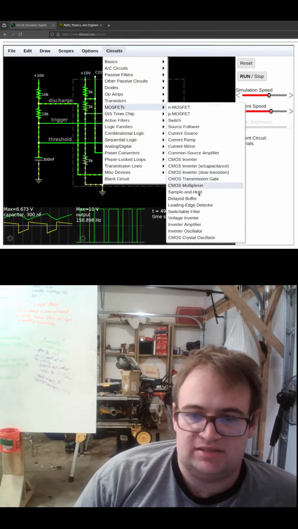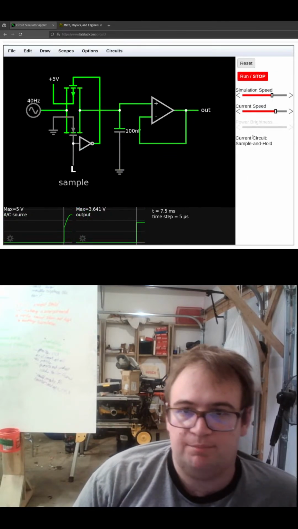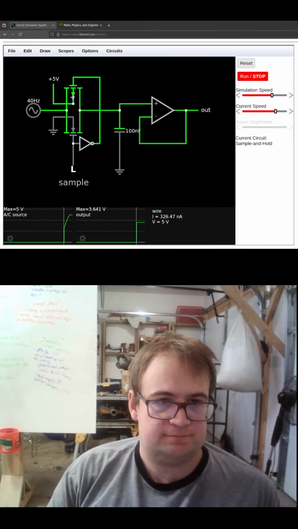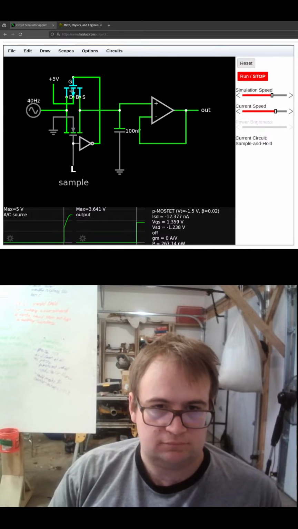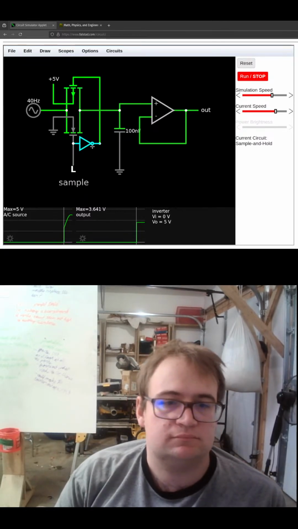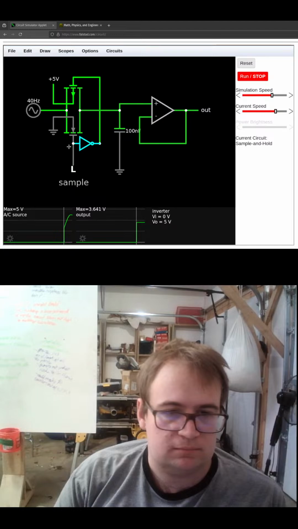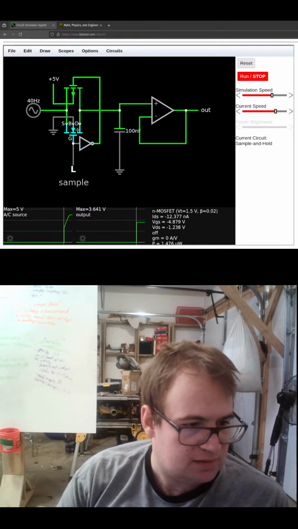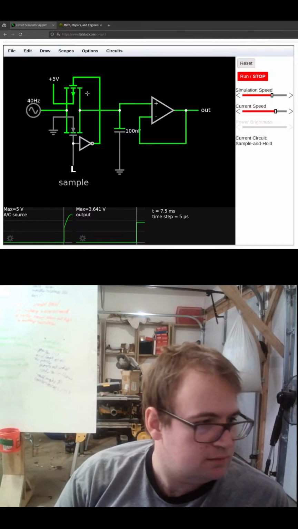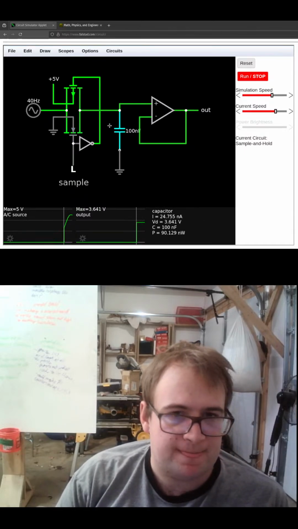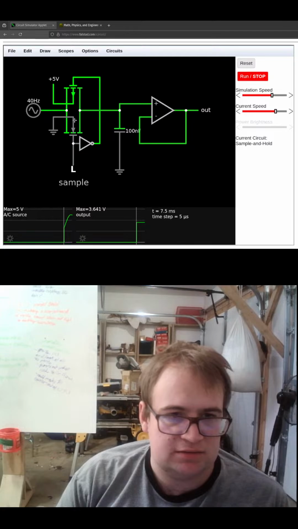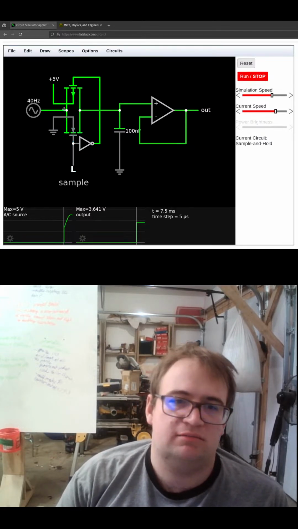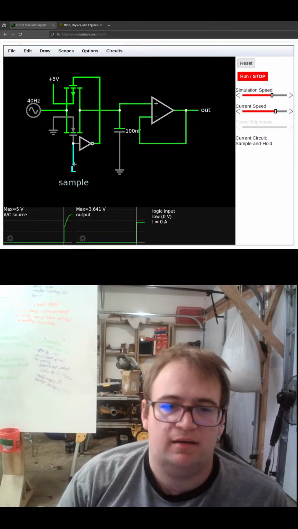Oh, here's a good one. Sample and hold. So this is a sample and hold application using a gate, a logic input.